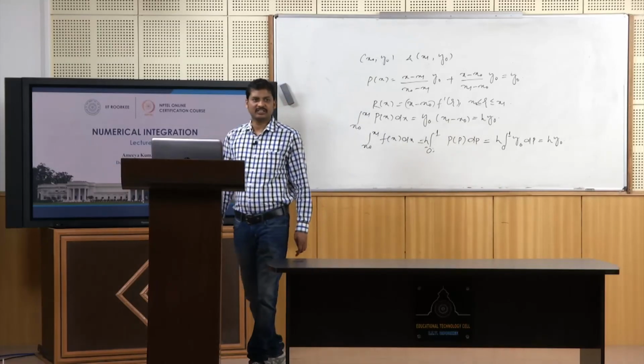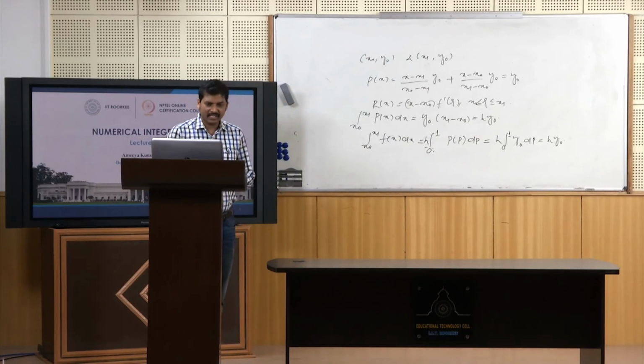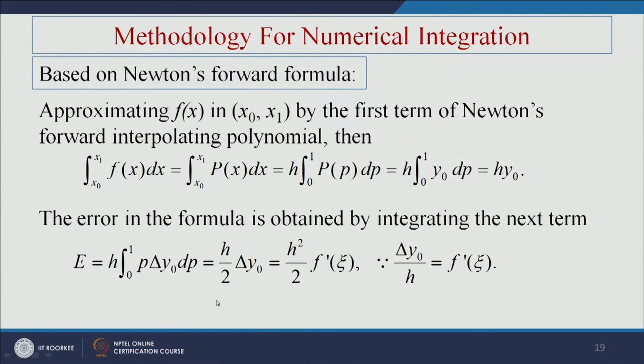And in a similar fashion we can determine the error for this formula, which can be written as e equals h times the integral from 0 to 1 of p delta of y0 into dp, which can be written as h square by 2 f dash of zeta. Since we know that del y0 by h equals f dash zeta, in both these methods we are obtaining the same formula for the rectangular rule.